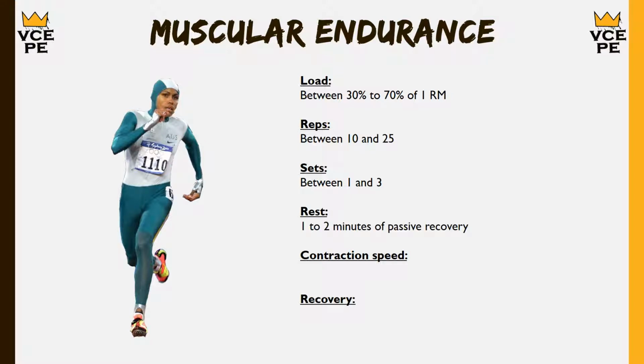Now rest, 1 to 2 minutes of passive recovery. Again, we want those muscles to be really fatigued and working hard. If we give them too much of a break, it's harder to fatigue them and put them into the position where they have to make an adaptation. The contraction speed is moderate. It's not really that important as far as muscular endurance is concerned, but moderate's good because the slower we lift, the harder the muscles work and puts it into an endurance phase.